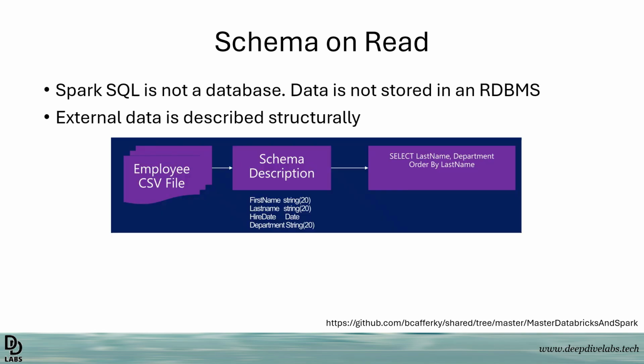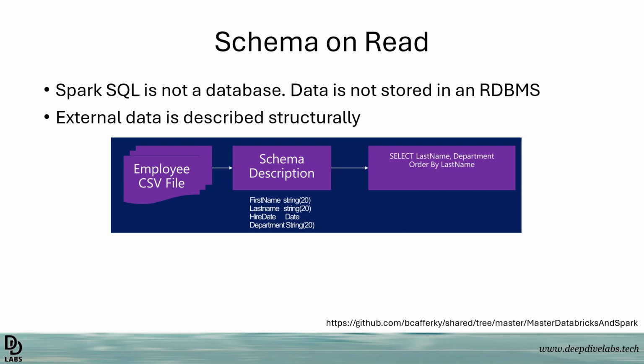But the interesting thing is external data can be described structurally. So you can have a CSV file which is staying on Databricks file system, or for example a Hive storage. Let's say you have an employee CSV file, so you can get it read into your Spark ecosystem by describing the schema. Once the schema is described, then you can pretty much treat it as a table. So you can then do querying on it instead of doing manipulation like how we used to do with your pandas data frame, right?